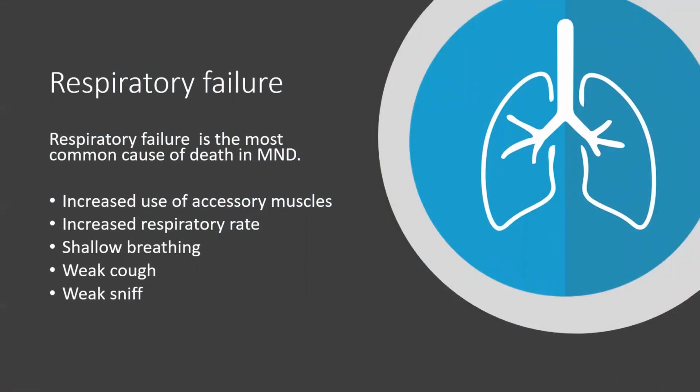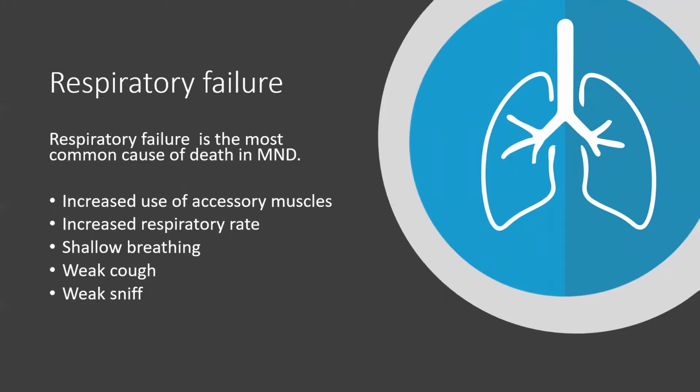Respiratory muscle weakness affects most people with motor neuron disease. Respiratory failure is the most common cause of death in MND. It's important for you to be aware of how to minimize the effects of this symptom. As MND progresses, the muscles between the ribs and the diaphragm itself weaken, leading to respiratory problems.